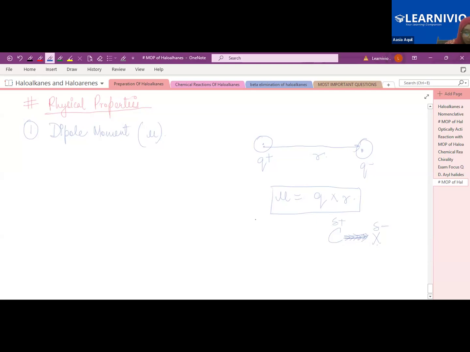Now see, as we have discussed, this is Q multiplied by r, or sometimes you can also write it as d. What is d? The distance between the two charges. So that's the dipole moment.